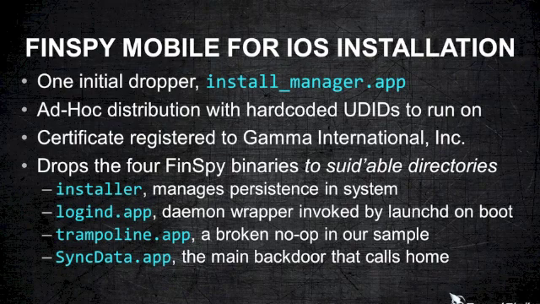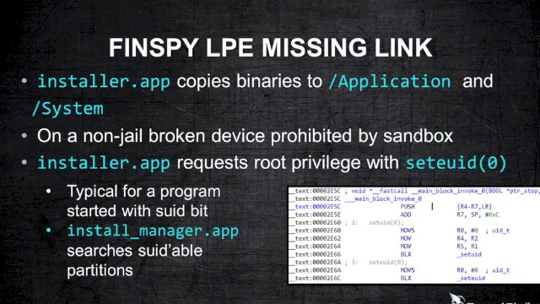And it requires a special interface, which is implemented by login, which then in turn just starts the sync data app. So the sync data app is the main vector that calls home and provides the real functionality, data exfiltration, and so on. But there's also a trampoline app, which, in the sample that we were looking at, is a broken null app. So it doesn't do anything. And those things in combination basically hint at the missing link, because to actually do this kind of data exfiltration, as I've said before, you either need to have an already jailbroken device or a local privilege escalation exploit.